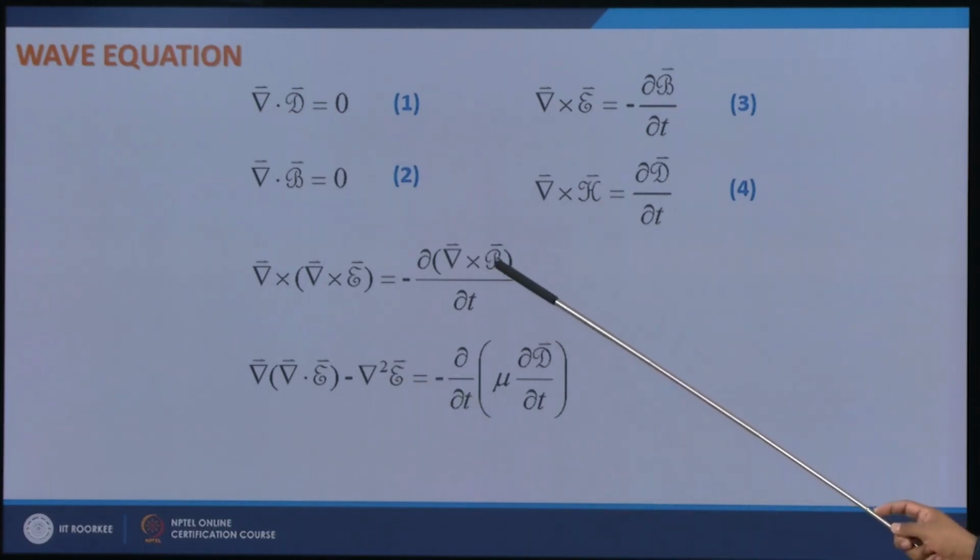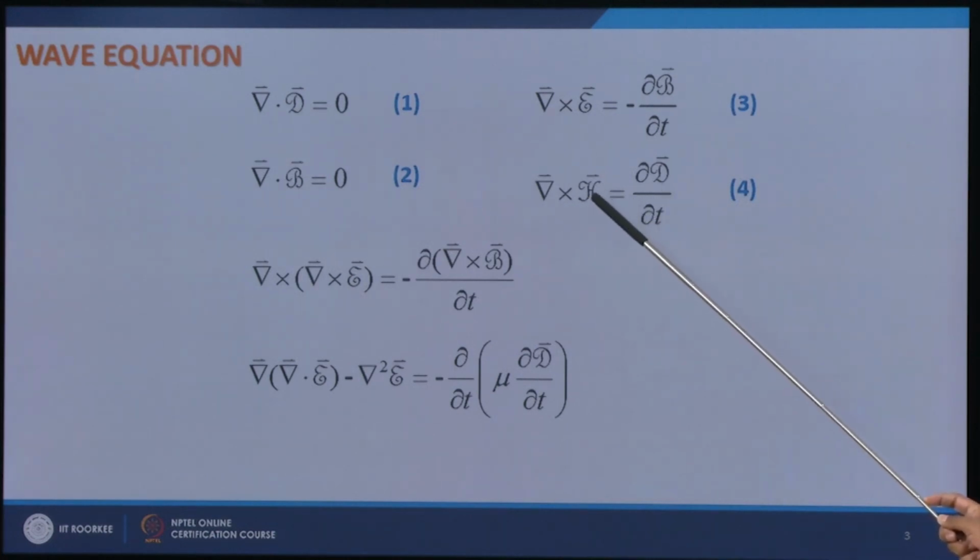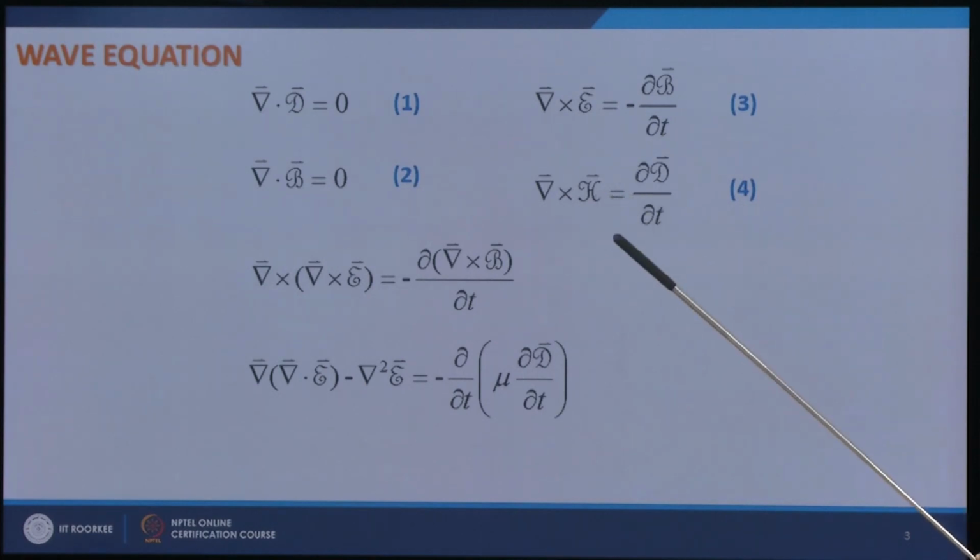And if I look at this, del cross B, and I look at equation 4, if I multiply here by mu and here also, then it becomes del cross B. So, del cross B is mu times del D over del T. So, I put it here.